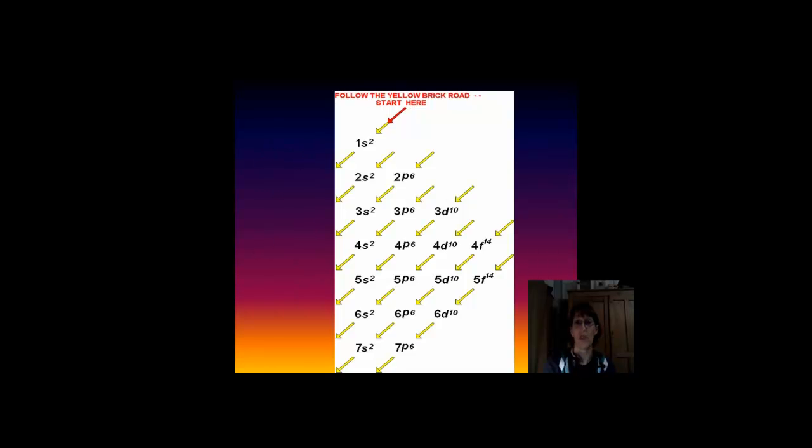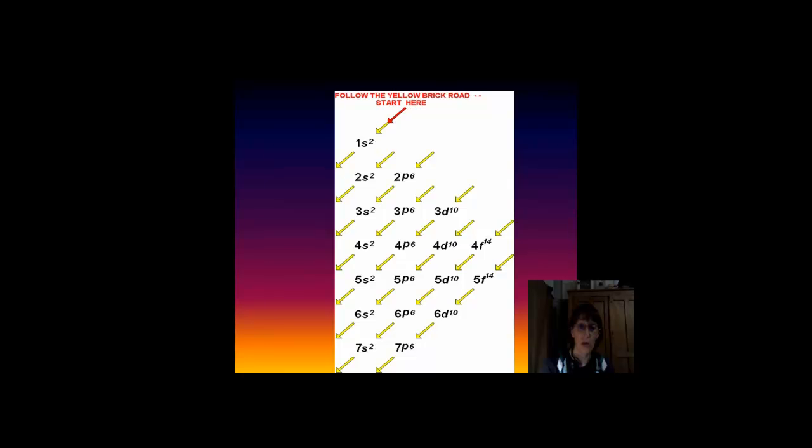So here we have the diagonal rule, and you fill these in order. Just follow the little golden arrows. So you have 1s2, and then you go back up to the top of the next row and fill in the 2s2. 2s can hold 2 electrons. Go back up to the top of the next row. Fill in the 2p. It can hold a maximum of 6 electrons.